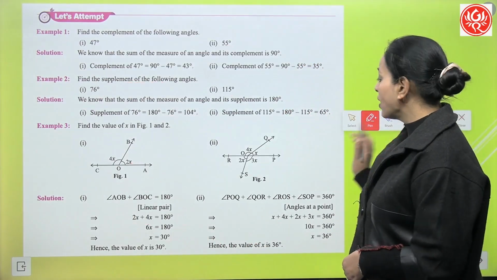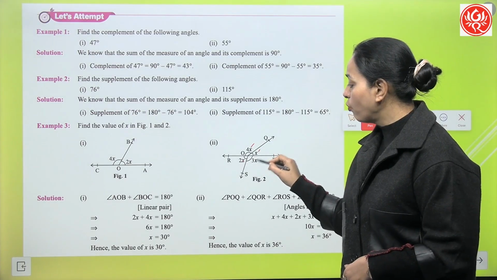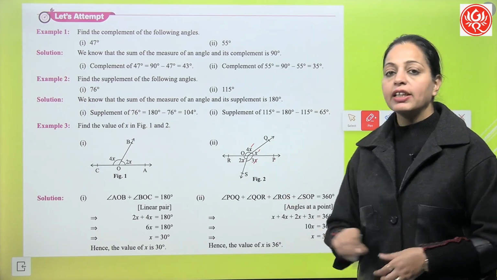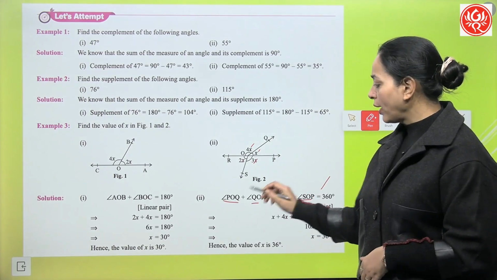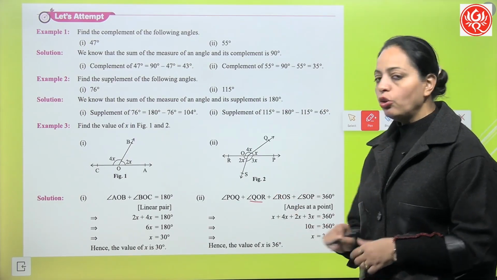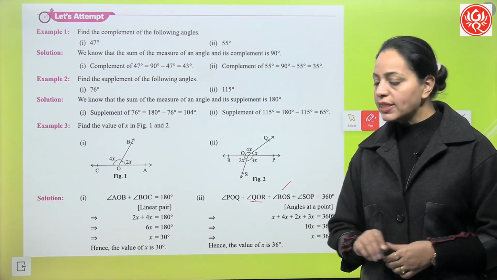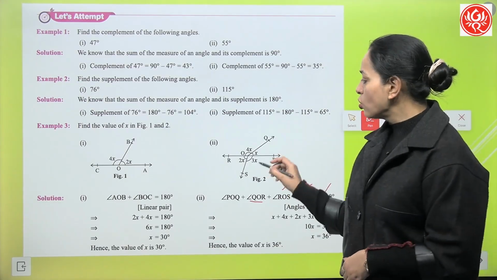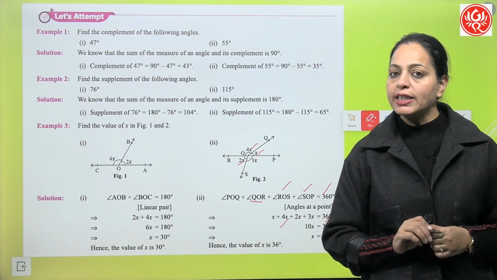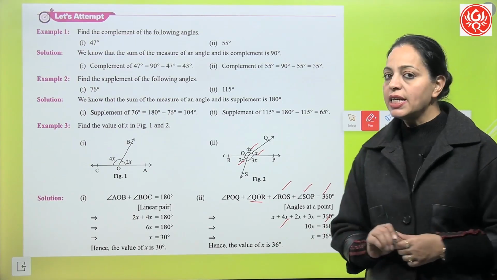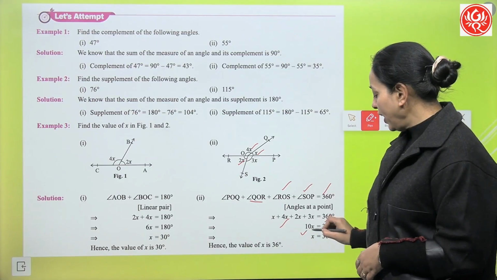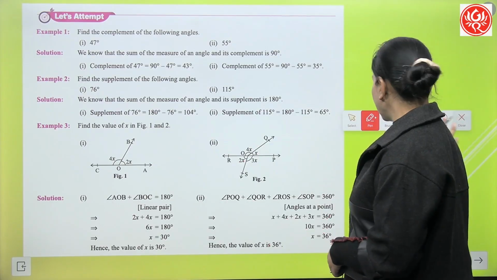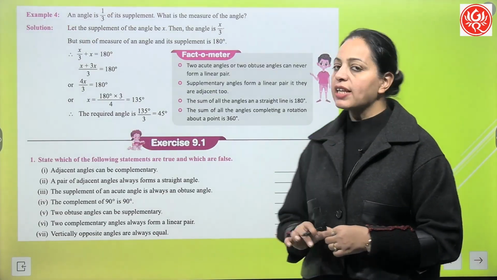Now come to the second part. Here we have 1, 2, 3, 4 angles around a point and we know their sum is 360 degrees. So angle POQ plus angle QOR plus angle ROS plus angle SOP, their sum is 360 degrees. So x plus 4x plus 2x plus 3x, their sum is 360 degrees. So 10x equals 360 degrees. So x is 36 degrees.